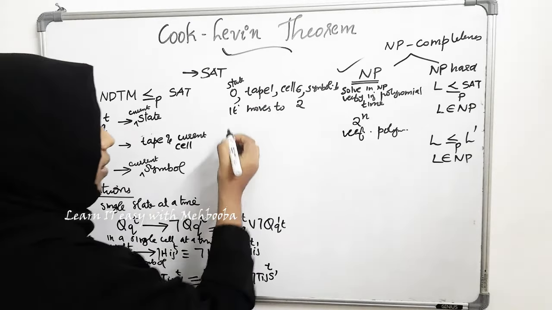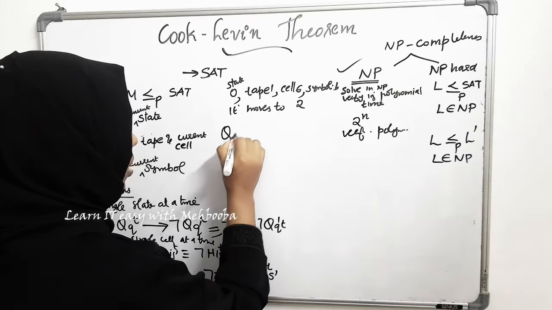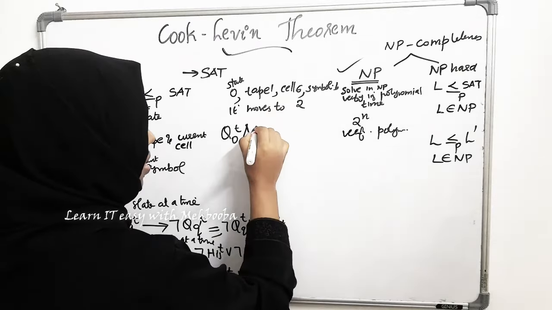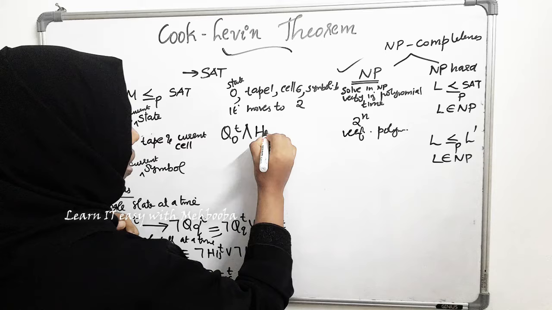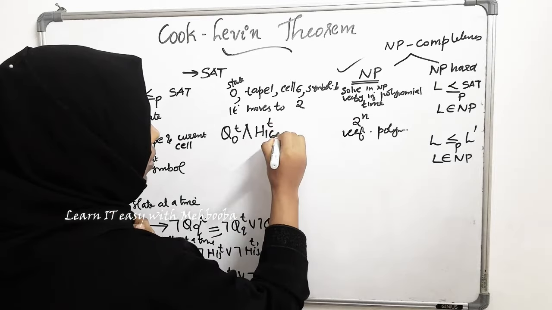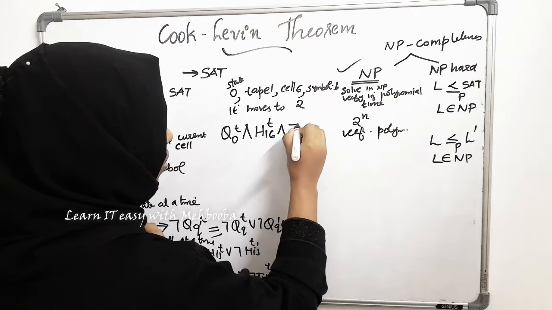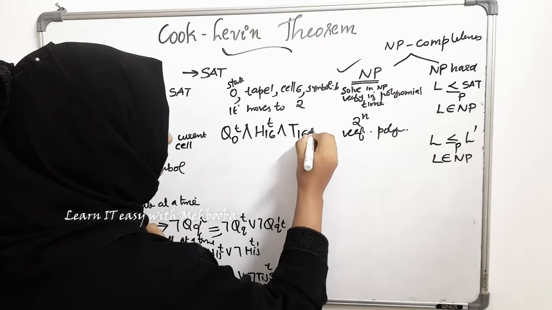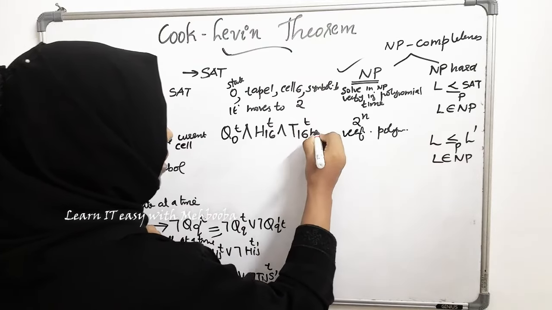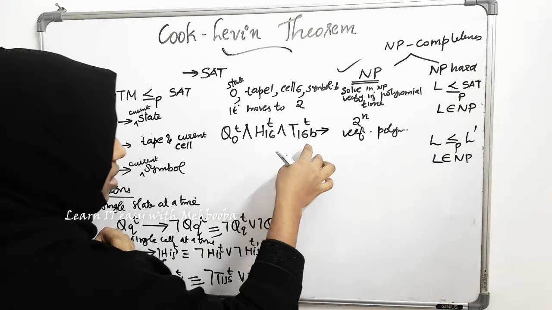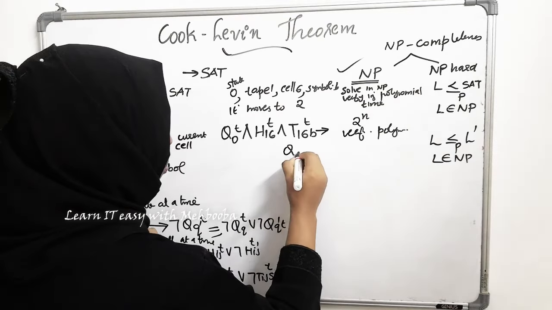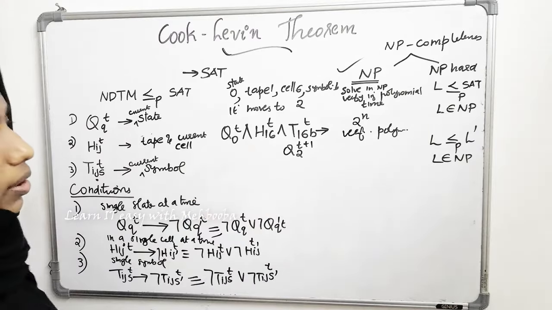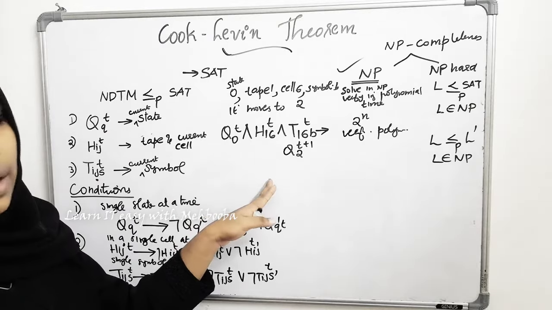So this can be represented as state 0, which is represented by q0_t. Tape 1, cell 6 can be represented by h16 at time t. Now this symbol b, so T tape 1 cell 6, and this symbol is b at time t. So if this configuration holds, this implies that the new state is q2 at t plus 1. Because if the current time is t, the next time is t plus 1, that's it. So this is how we represent transitions.